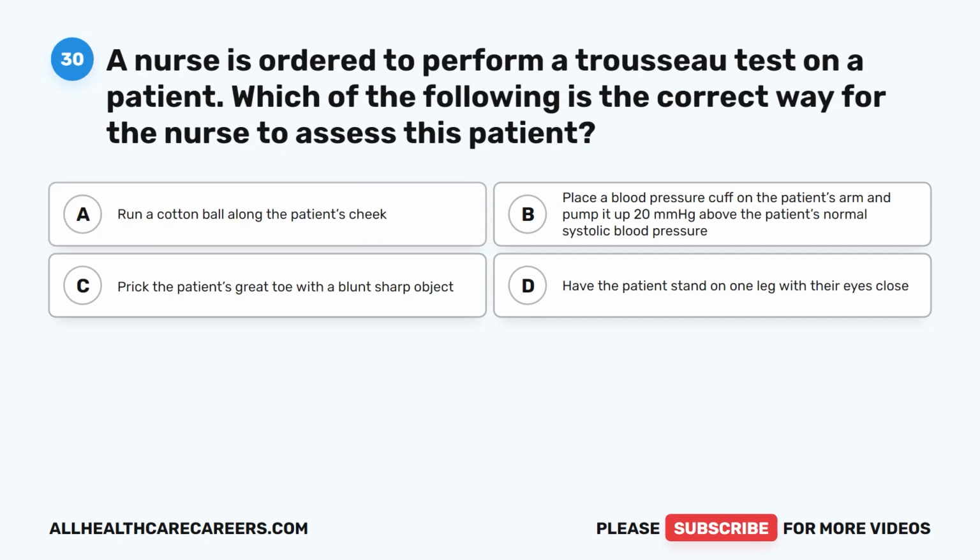Question 30. A nurse is ordered to perform a trousseau test on a patient. Which of the following is the correct way for the nurse to assess this patient? A. Run a cotton ball along the patient's cheek. B.